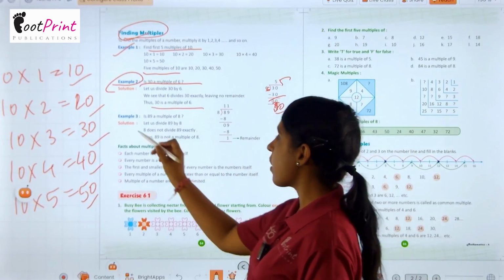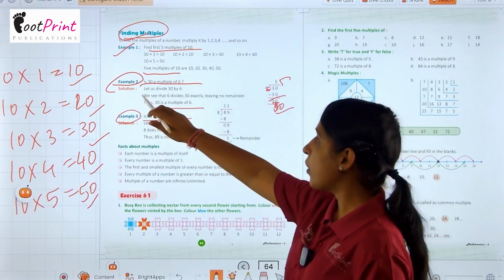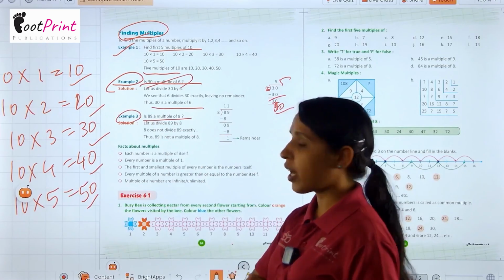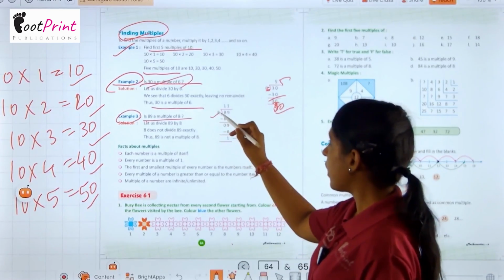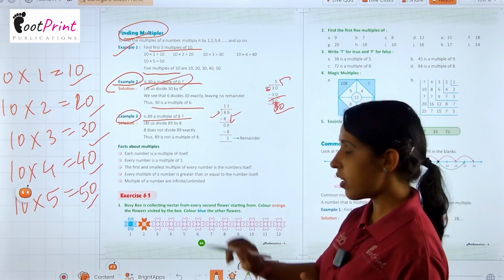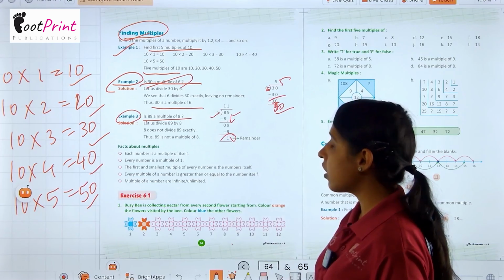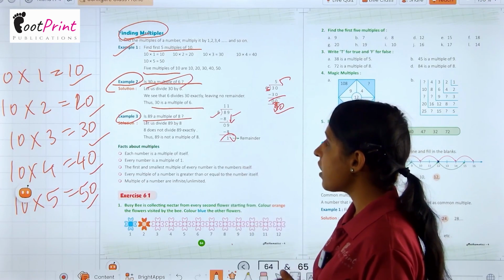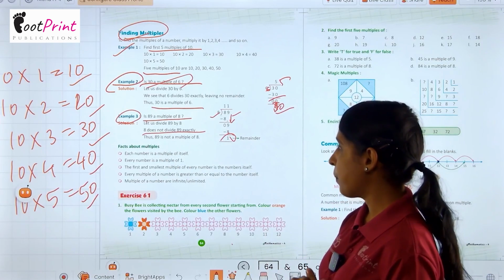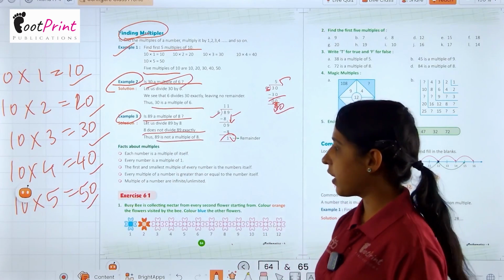Now move to the next example. Is 89 a multiple of 8? In example 2, we also solved like that. We have to divide 89 by 8. So 89 divided by 8, 8 ones are 8, bring down 9, again 8 ones are 8 and here is a remainder, that is 1. It means 8 doesn't divide 89 exactly. So we can say that 89 is not a multiple of 8.